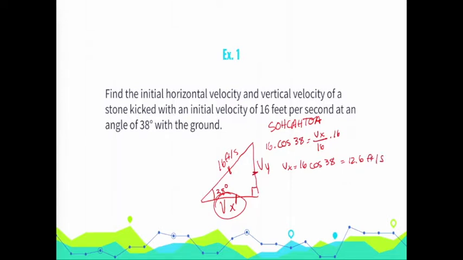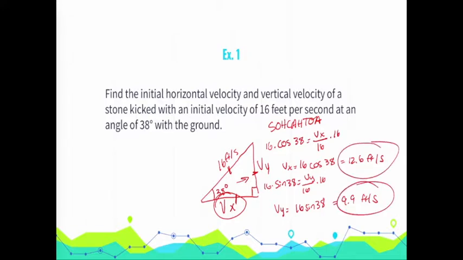And then Vy is going to be the sine, because that's the opposite side. So sine of 38 is Vy over 16. And we multiply both sides by 16. And so we get that Vy is 16 sine 38, which is 9.9 feet per second. Piece of cake.